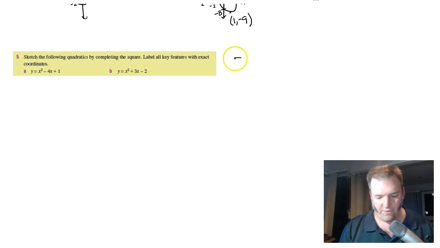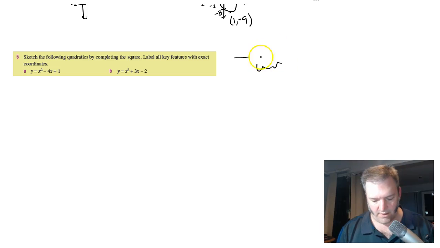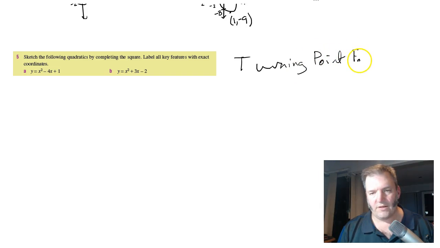So the turning point form. Whoa, that's a bit weird, isn't it? I think I held down the wrong button. Turning point form. That's looking a little bit nicer.